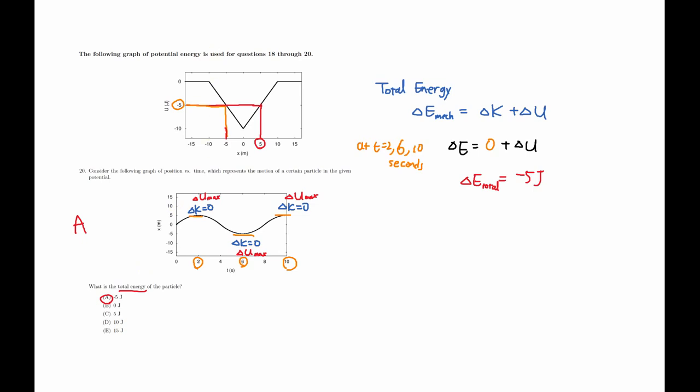So we can also deduce from this graph that our kinetic energy must be at maximum around 4 seconds and 6 seconds. So we will likely have potential energy to be 0, and kinetic energy should be the maximum at that point.